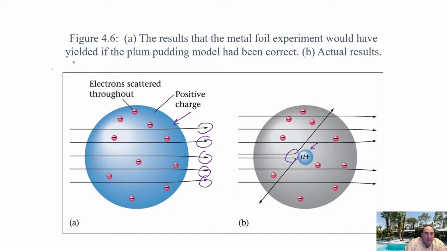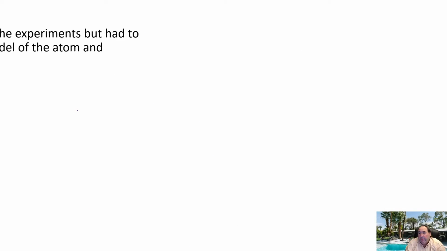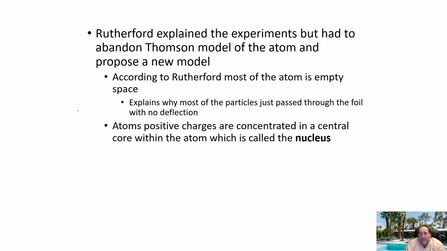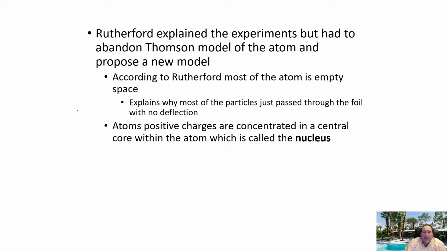This meant, as we will talk about, we probably need to move away from the Plum Pudding model, because Rutherford's experiment pretty much disproved it, if you will. That's not really the correct idea of the atom. So Rutherford explained his experiments, but really had to abandon that Plum Pudding model and come up with the current model, if you will, of the atom.